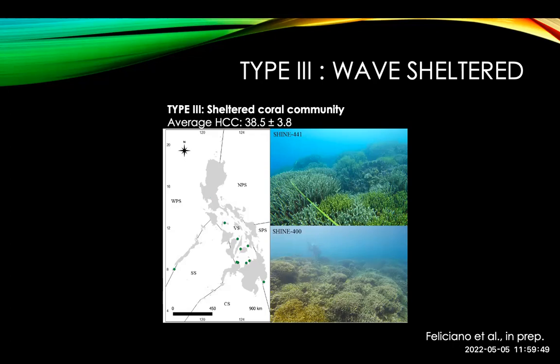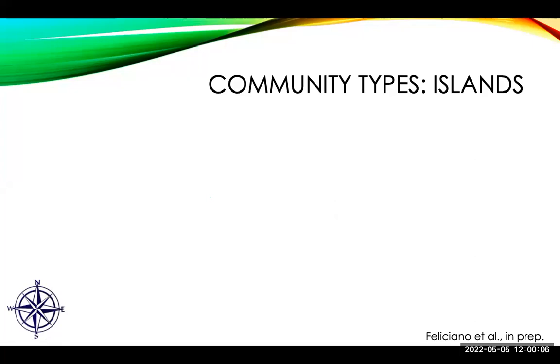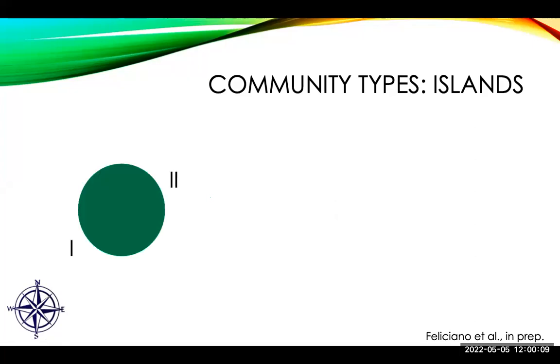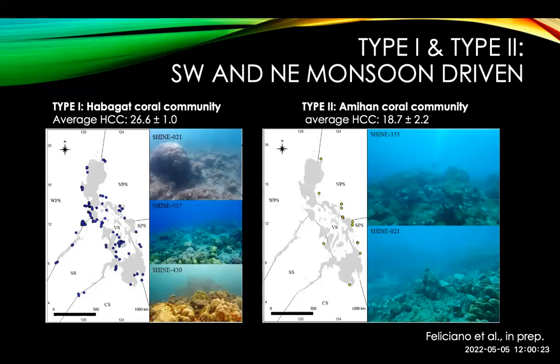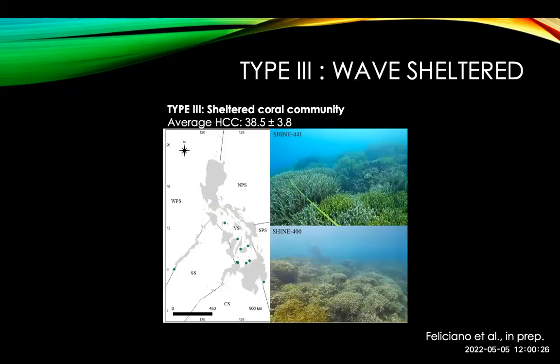Okay. The cover is indeed high, but there are only one or two corals. Notice the average is higher, but the richness will be lower. Okay. And so, if you want to generalize, this is how to think about it. Type 1 here faces the Habagat. Type 2 faces the Amihan. Type 3 does not face the monsoons.